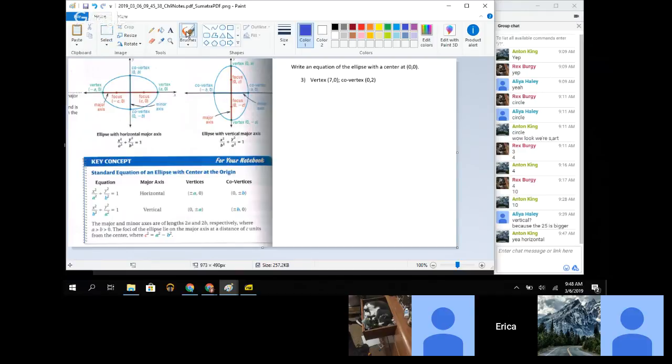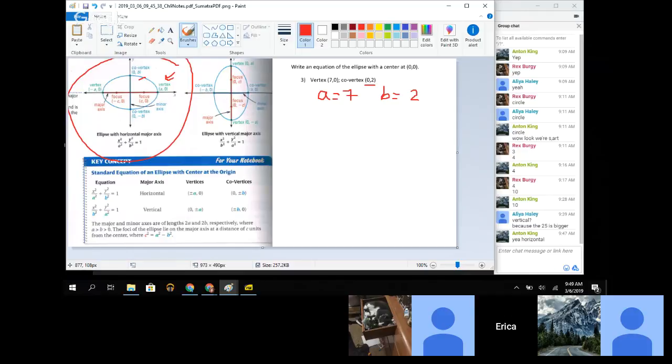All right. So, I know that I'm using this, right? And my vertex is at (a, 0) and my vertex is at (7, 0). So that means that a equals 7. That's pretty easy, right? I know my co-vertex is at (0, 2), and in here my co-vertex is at (0, b), so that means b equals 2.